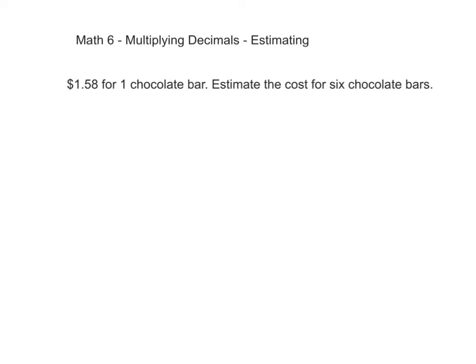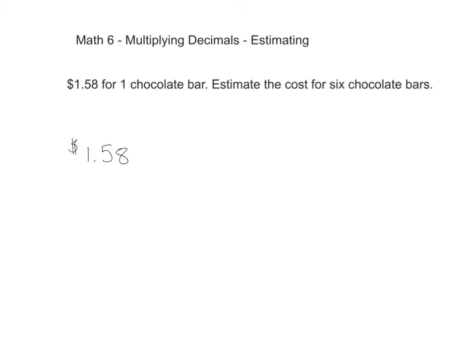So let's say you walk into a store today, you notice that it's going to cost you $1.58 for one chocolate bar. You're trying to figure out, I want to pick up 6 of these so I can buy some for my friends. So how much would you expect it to cost if you went in there and you were buying 6? So I want to just show you a quick way of estimating this. So first thing I'm going to do is write down that $1.58.